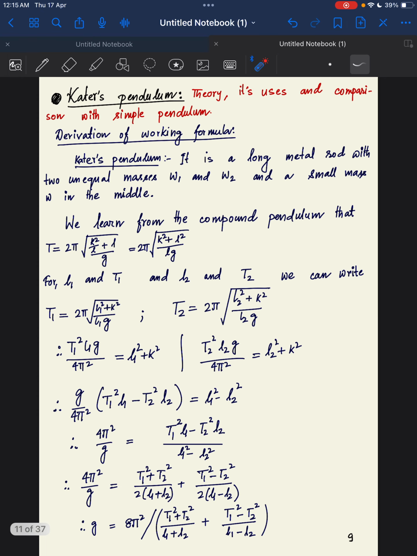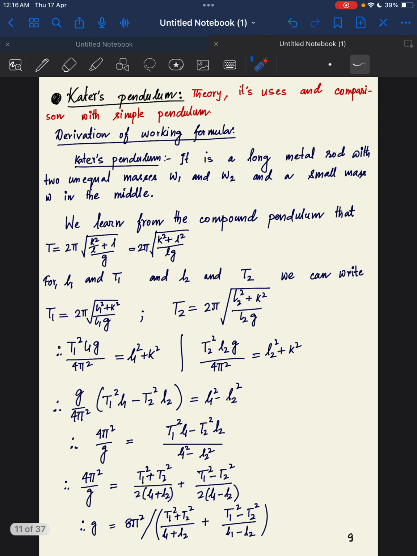Now let us discuss another type of pendulum, which is known as Kater's pendulum. In 1818 or 1880, maybe I have forgotten the year, please look for that, Henry Kater developed this Kater pendulum. If we look at the formula, we will start from the formula for the compound pendulum. We had an equation like this, T equals 2π root over L by g, and L was K squared by l plus l. So we can rewrite it as K squared plus l squared divided by l into g.